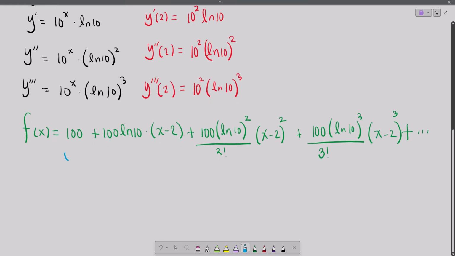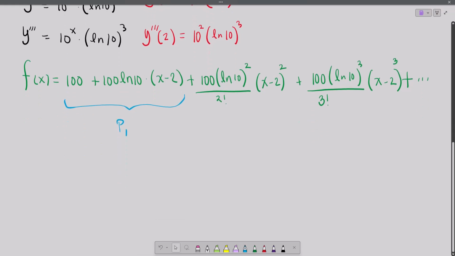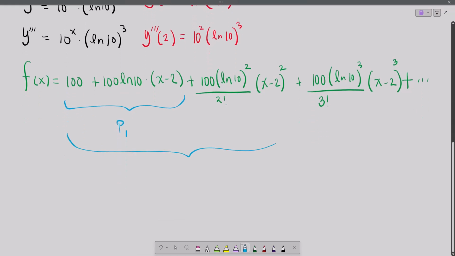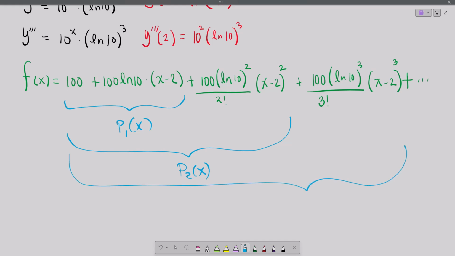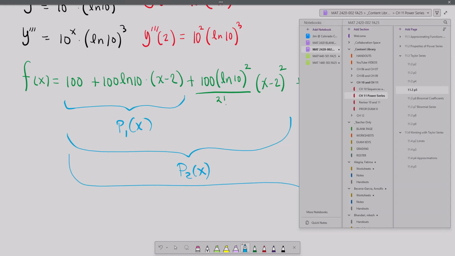Yeah, so this right here is going to be P1. You can break it apart like that too. And that is going to be P sub 2. And these are polynomial functions of x. And then if we stop right there, that's going to be P sub 3. And then we have the whole series, the whole shebang.